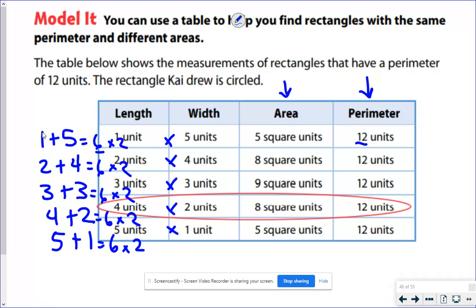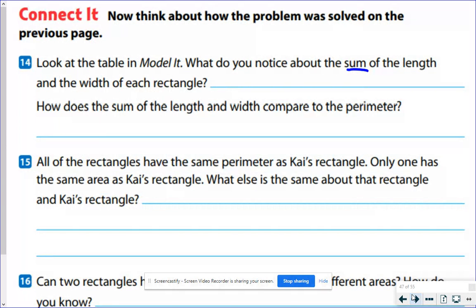Another student noticed that the first number being added together was going up, while the second number was going down. So it was like trading off amounts. And we went ahead and talked about that when we were looking at this. A student observed that the sum of the length and the width compared to the perimeter is half the perimeter, or you would double the sum to get the perimeter.